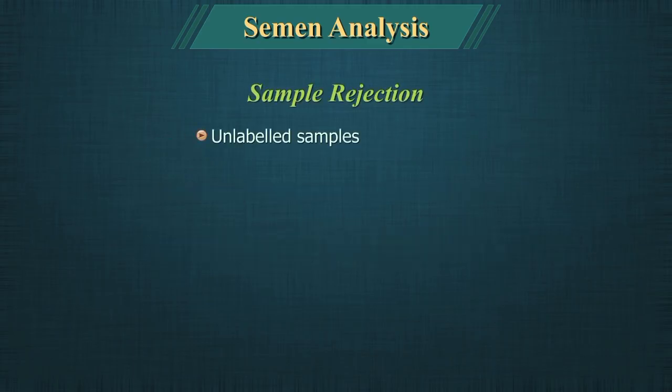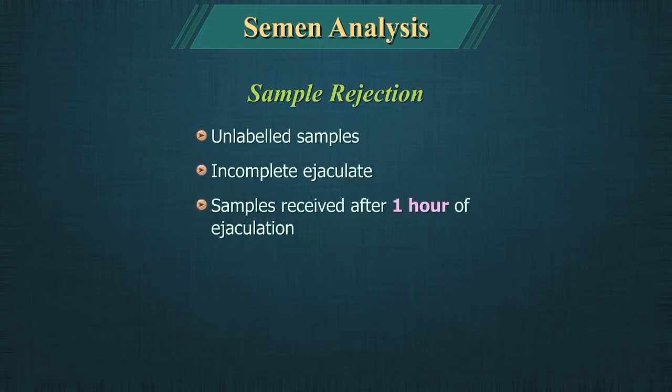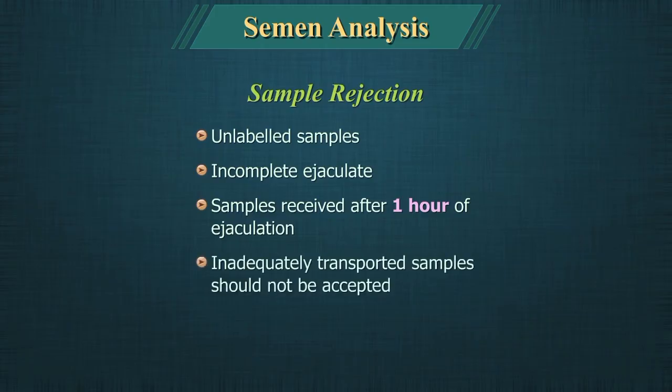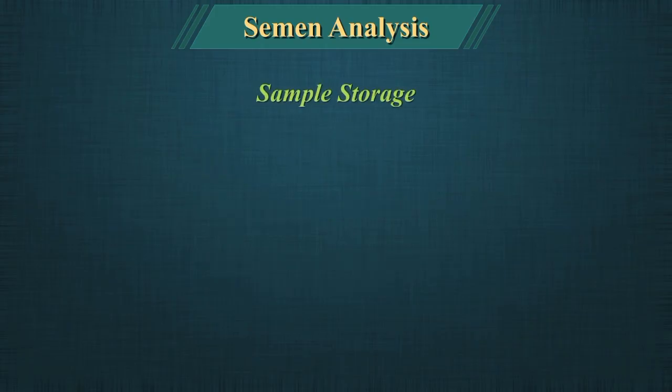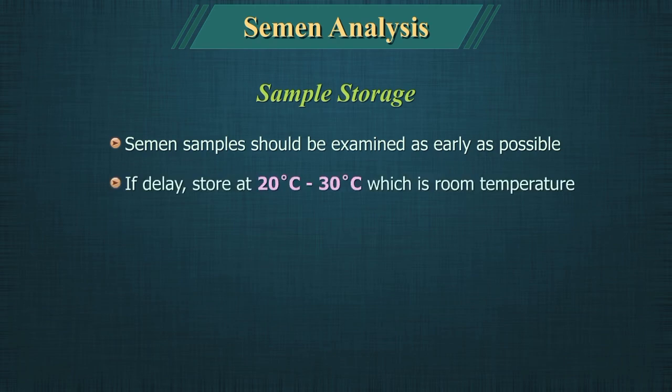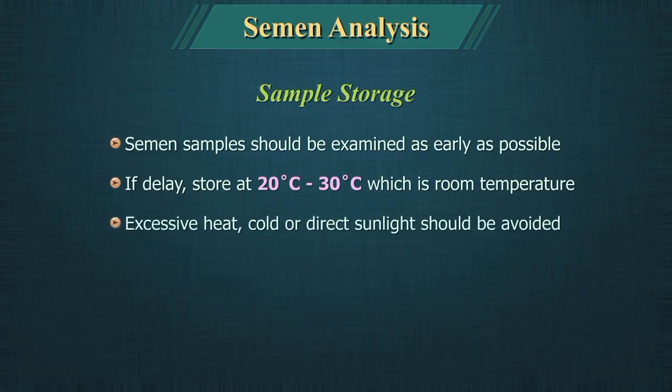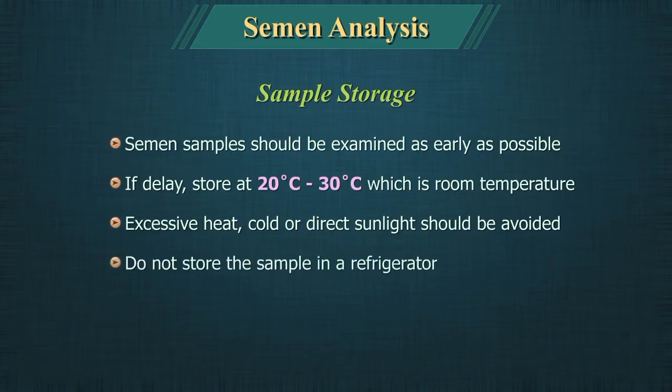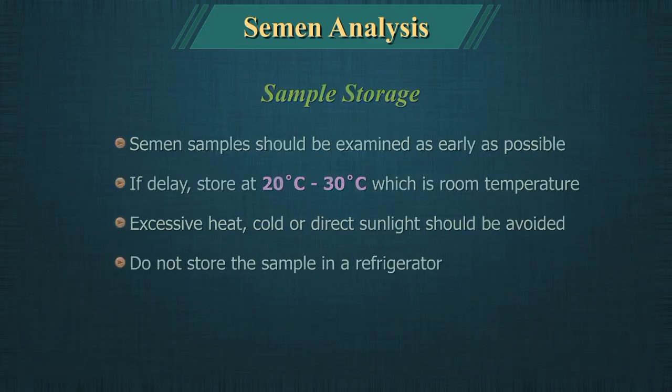Sample rejection. Unlabeled samples, incomplete ejaculate, samples received after 1 hour of ejaculation, or inadequately transported samples should be rejected. Sample storage. The semen sample should be examined as early as possible. If delay is likely, store at 20 to 30 degrees centigrade, which is room temperature. Excessive heat, cold, or direct sunlight should be avoided. Do not store the sample in a refrigerator.